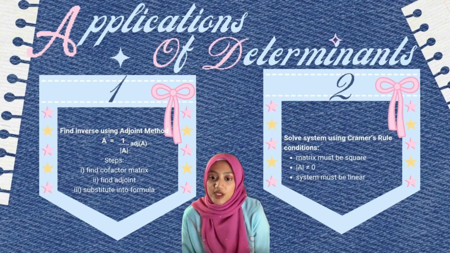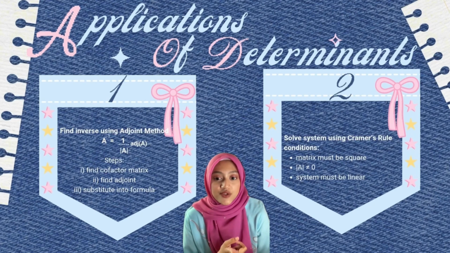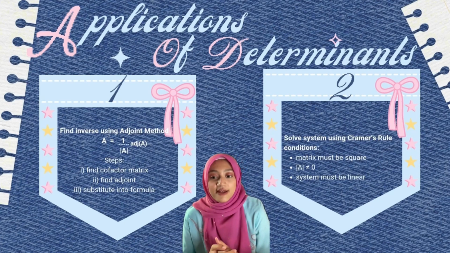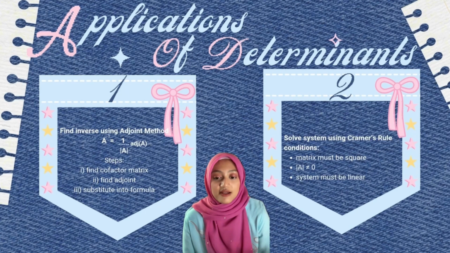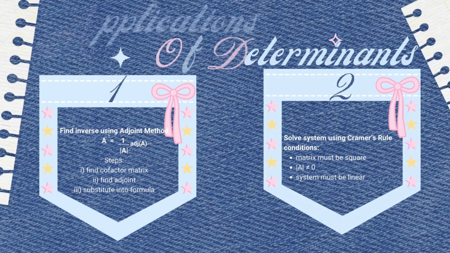The second application is solving a system using Cramer's rule. The condition is the matrix must be square and the determinant of A is not equal to 0. And lastly, the system must be linear, where the variables are to the power of 1.